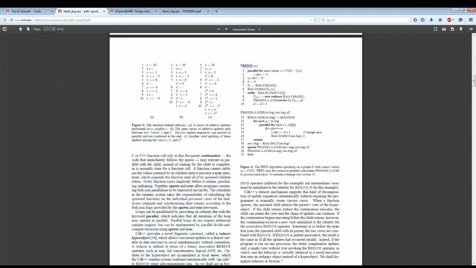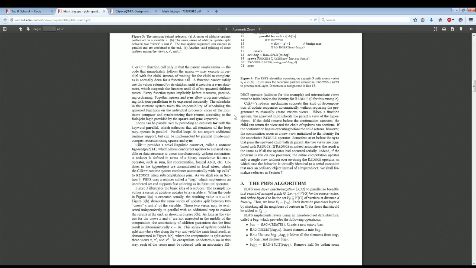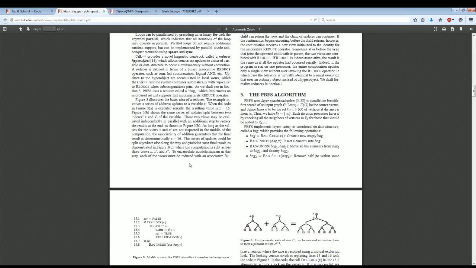The parallel breadth first search routine does a parallel for loop. It also calls this process layer method right here, which is actually a recursive spawn and sync function, and we've already seen those before in merge sort. So yeah, give this a nice read.